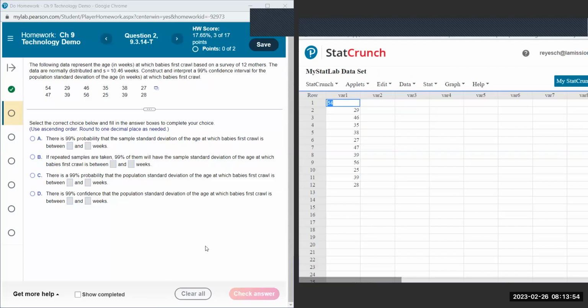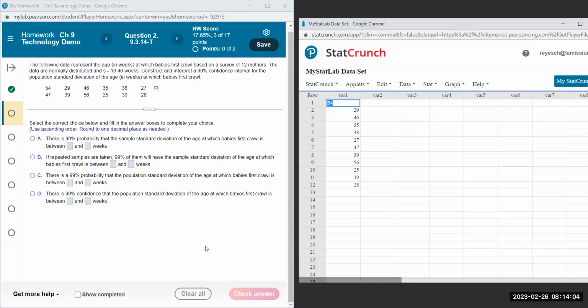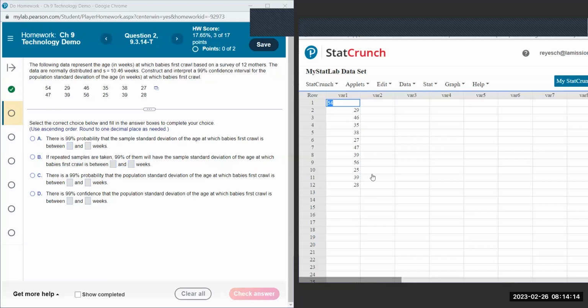The data is normally distributed. So now they're saying that it's roughly normal. We don't have to do the check or verification ourselves. They didn't tell us what the average was for these 12 babies, but they're telling us that the s, which is the symbol for the standard deviation, is 10.46 weeks. So that's how much these babies typically deviate from the center, whatever the mean is here. The symbol s is the symbol for standard deviation, but for a sample, not for the population.